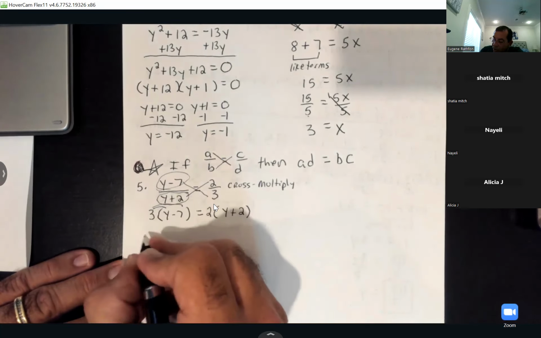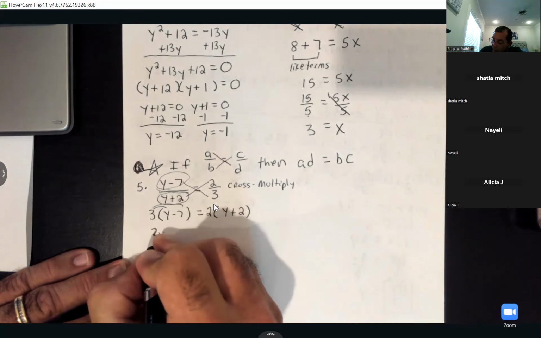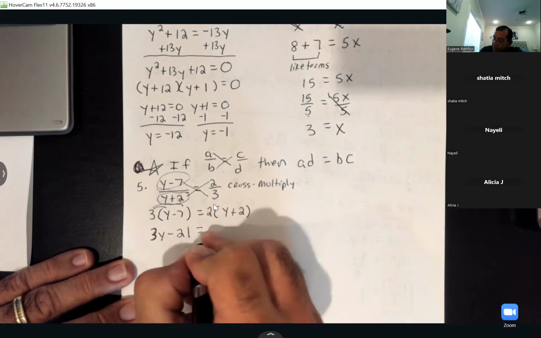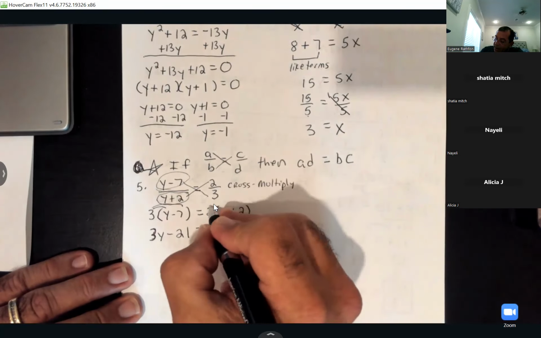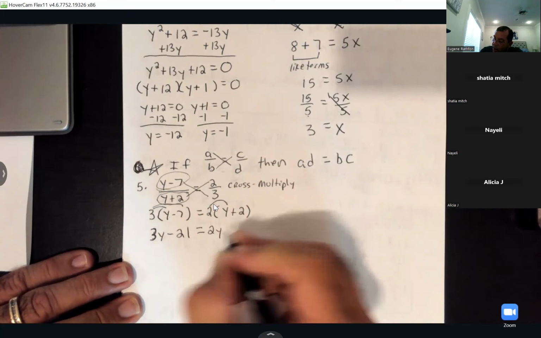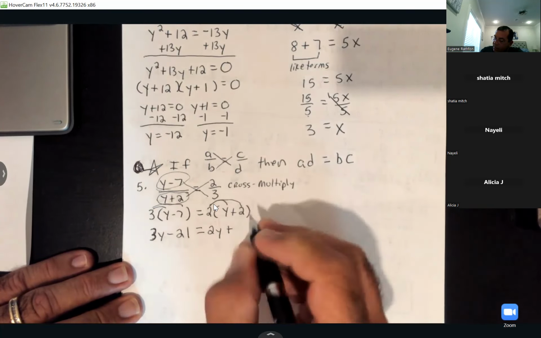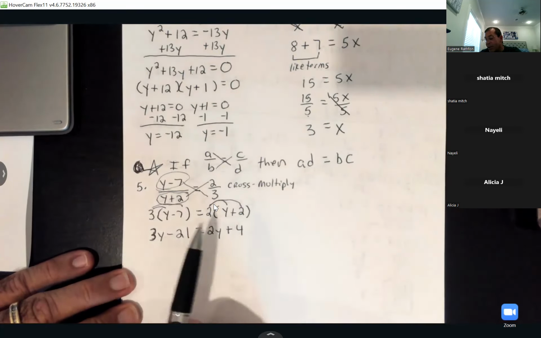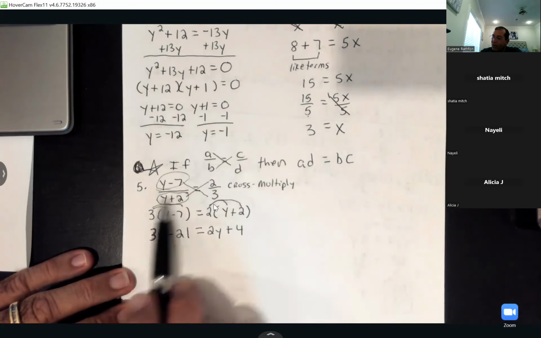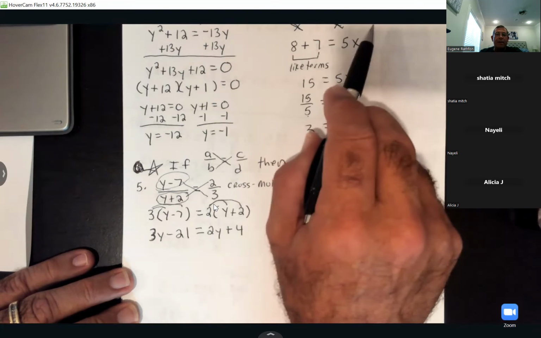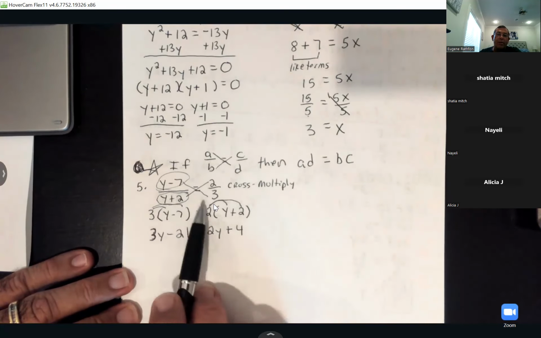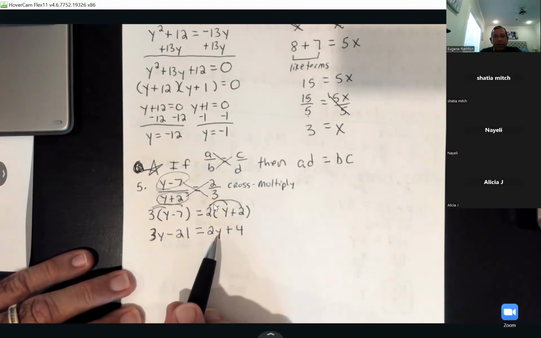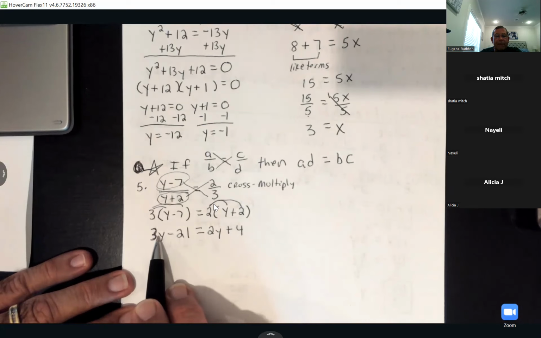So 3 times y is 3y, minus 3 times 7 is 21. That's going to equal our other side. 2 times y is 2y plus 2 times 2 gives us 4. Now, what's nice is when you do the cross multiplying, you don't have to find all this least common multiple stuff. You could do the least common multiple, but that would be a lot of extra work.